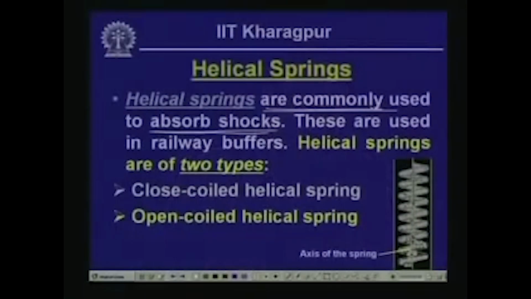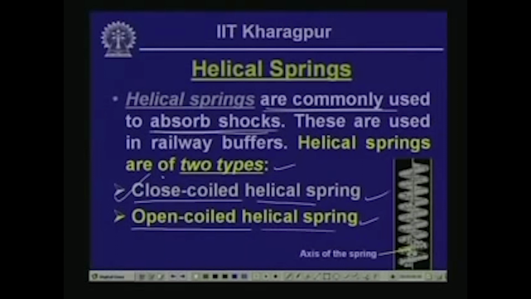Now, helical springs are of two types. One is the closed coil helical spring and the other is the open coil helical spring. We will be looking into these two categories in greater detail. In this particular lesson we will be concentrating on the closed coil helical spring, and subsequently we will look into the aspects of the open coil helical spring.